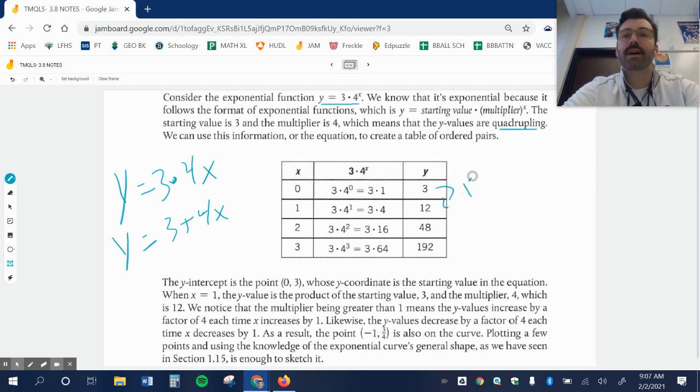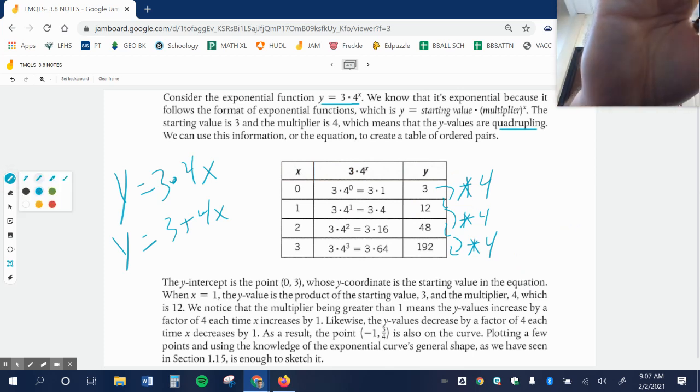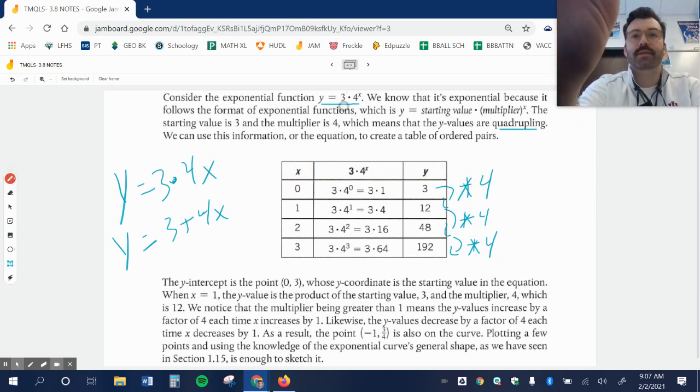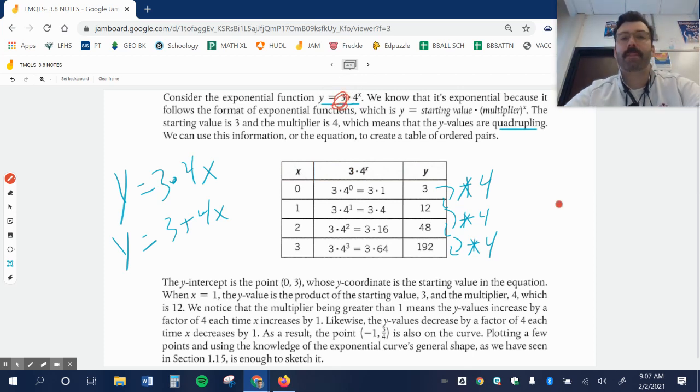So this is how you're going to be able to tell if it's exponential. If there's a multiplier, a common ratio you may have heard last year. The y-intercept is the 0, 3, and that's our starting value. Where does our starting value come from? Again, it came from this 3, the 3 right here. And then when x is 1, I just kind of talked about all this.